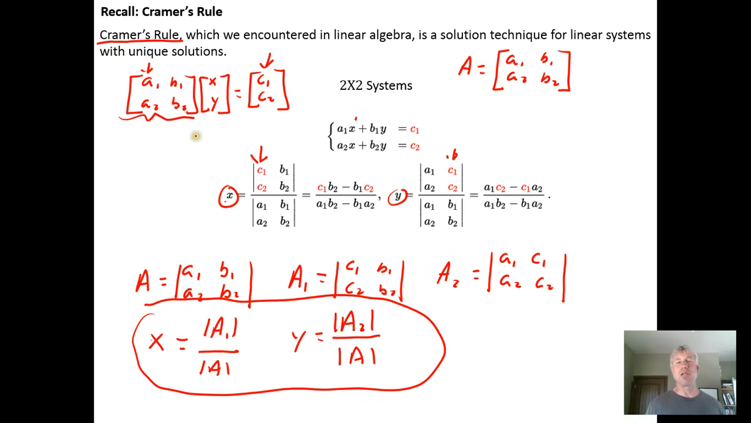So this was a way of finding our solution, that ordered pair x and y, using determinants. So we're going to be developing a technique that's going to rely on our using Cramer's rule as part of the solution process.